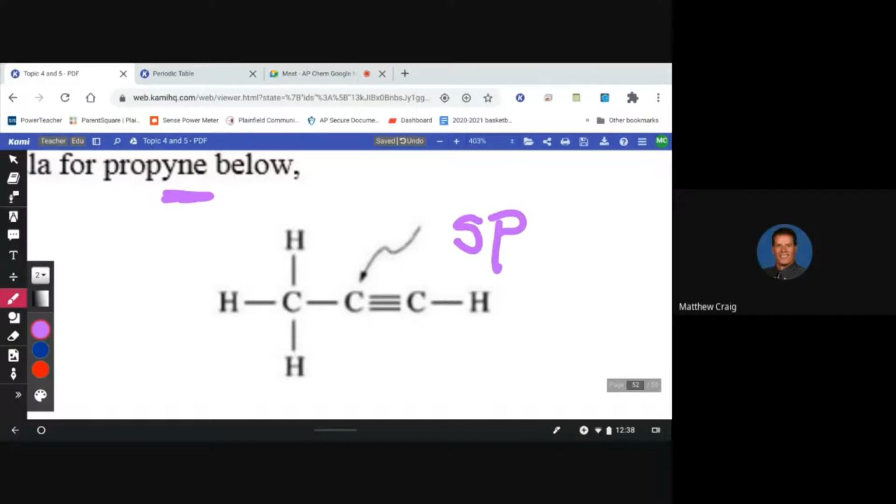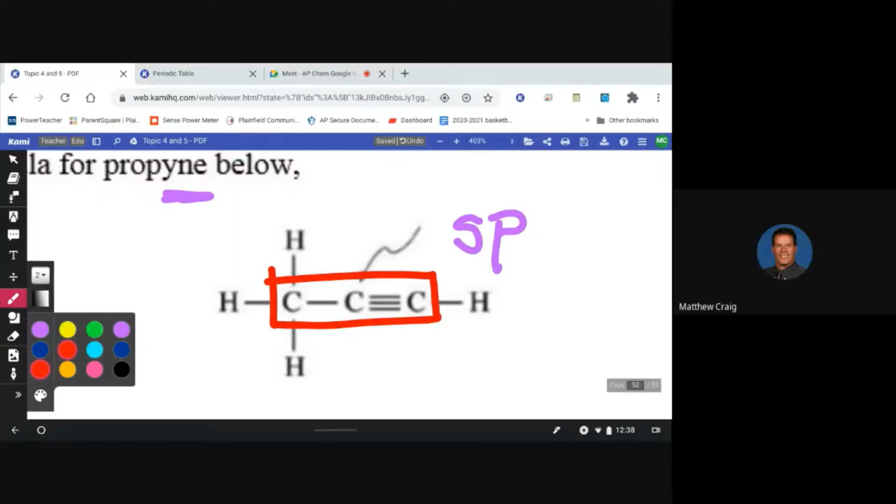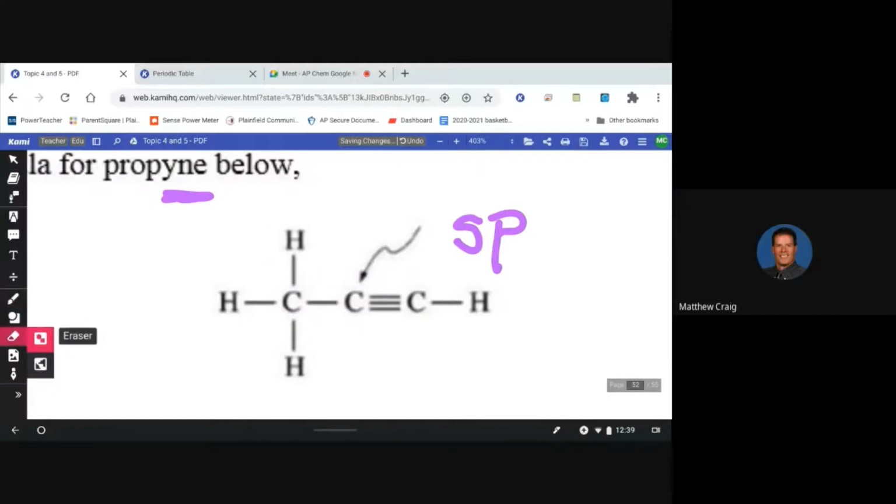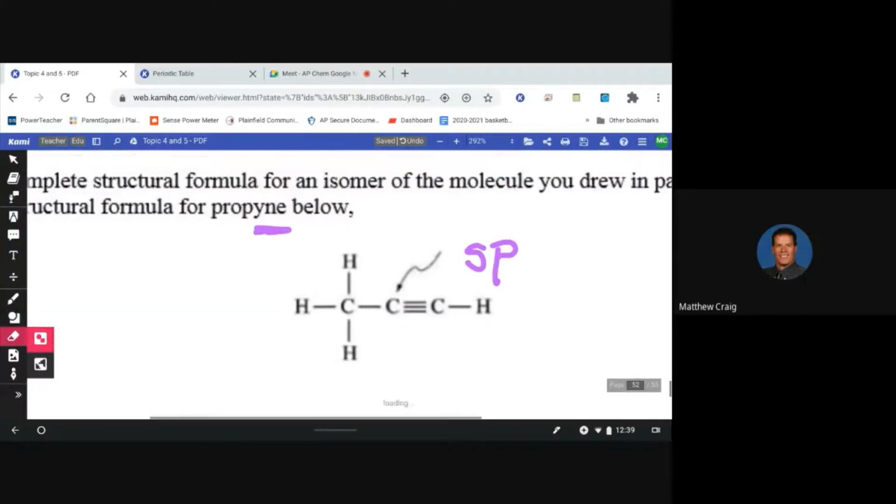It's just SP. Because what is the shape here? A line. In other words, how many external atoms on that central carbon? 2. So how many letters should you have? 2. So it's just SP. Okay.